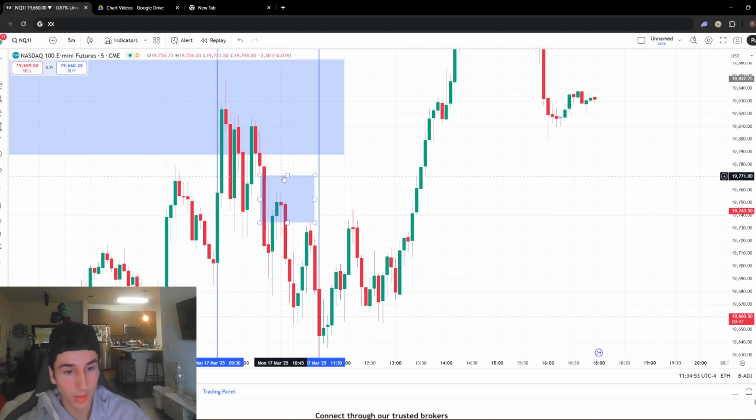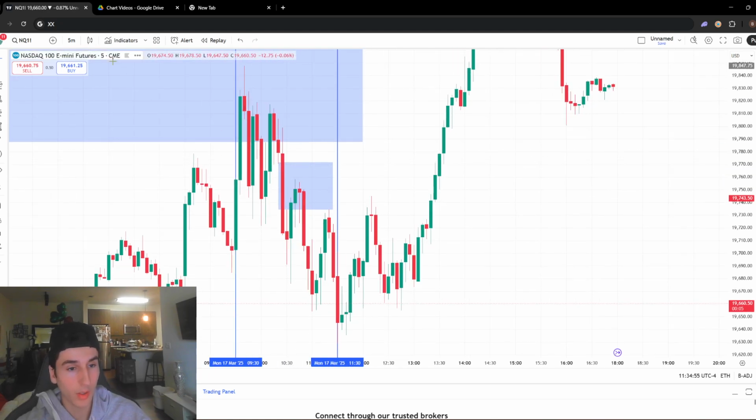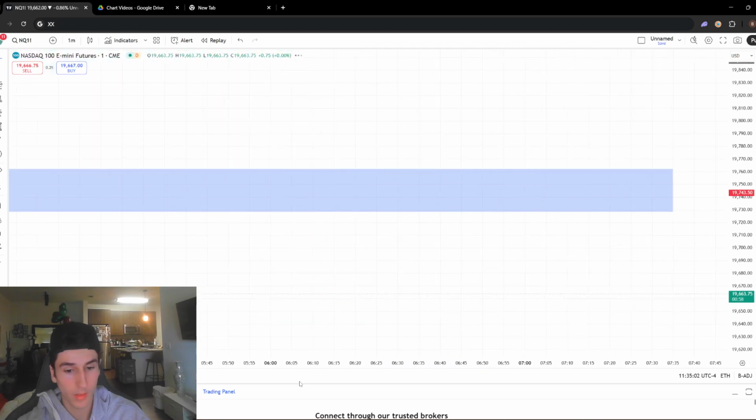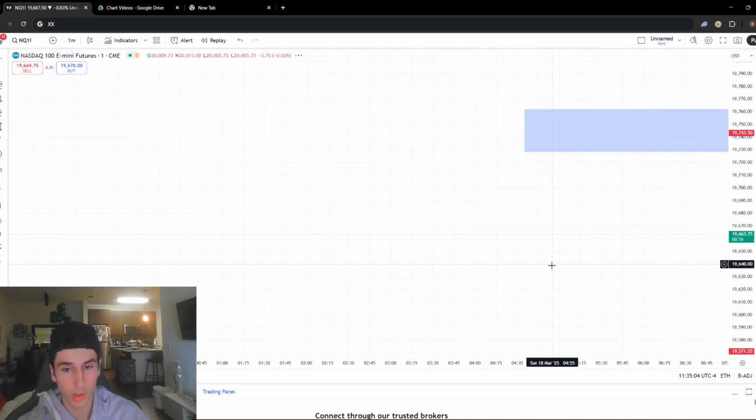we generate this imbalance. Obviously, I want to see price fill it. But since it's a 5 minute imbalance, the 5 minute aligns with the 1 minute entry. We're going to go ahead and go into the 1 minute.